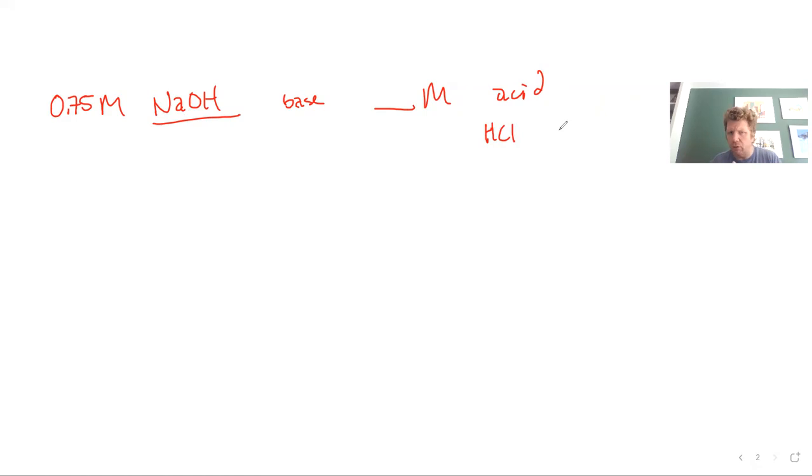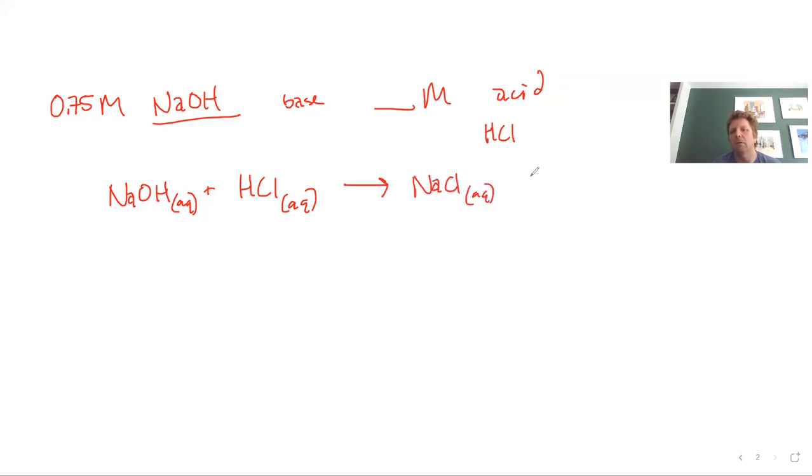So we're going to mix these two different solutions with one another to determine how much acid is present in our solution. This 0.75 molar sodium hydroxide solution and this HCl solution, from a balanced chemical reaction perspective, will look like this. NaOH, a strong base, I'm going to put the subscript aq, meaning it's aqueous, it's a solution, plus HCl, also an aqueous solution, is going to yield NaCl, which happens to be aqueous, and H2O, which is a liquid. So this is our overall balanced chemical reaction.